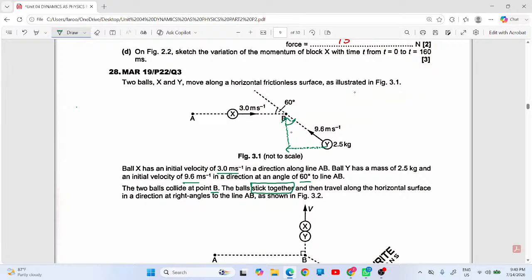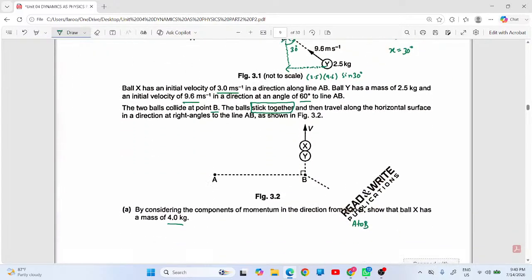No, it's 30. 60 plus 90 plus the angle is 180 in total, so the outer angle is 90, and 90 plus 60 is 150. 180 minus 150 equals 30. Okay, so opposite to the theta we have 9.6, mass 2.5, and sine 30 degrees along the x-axis.